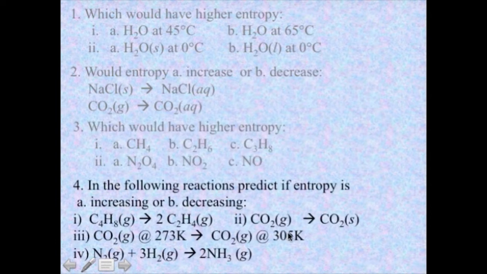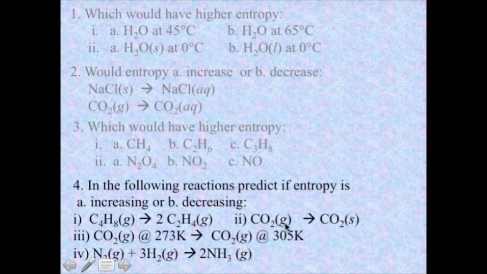So in number 4, in the following reactions, predict if entropy is increasing or decreasing. So the first one is butene, C4H8, turning into 2 molecules of ethene, C2H4. While it's tempting to say it's the C4H8 because the molecule is more complex, it's completely overridden by the fact that you get twice as many moles of gaseous molecules after it decomposes into ethene. So the answer would be an entropy increase because more moles of this gaseous ethene are being produced.